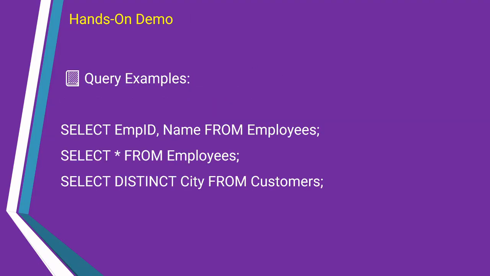Let us practice a few queries. First, select EMPID and name. Next, select all columns. Finally, use distinct to list unique cities from the customers table.